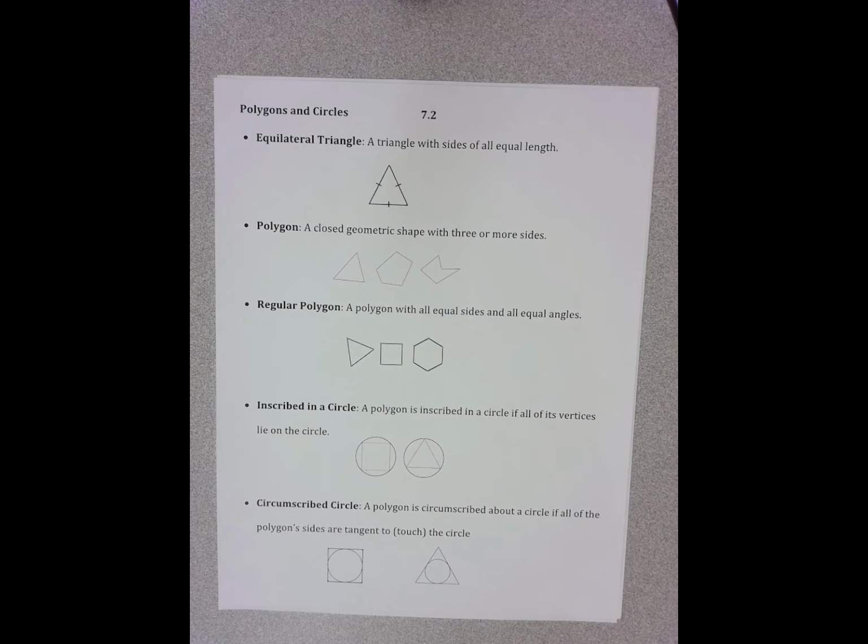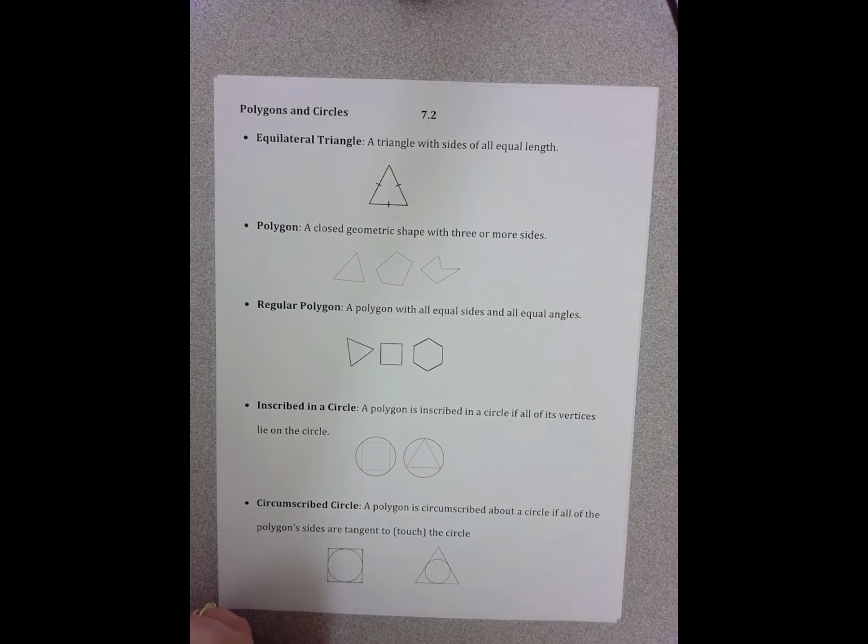These are the notes for 7.2. In 7.2, you're introduced to some vocabulary around polygons and circles. So we'll go through about 10 of them.